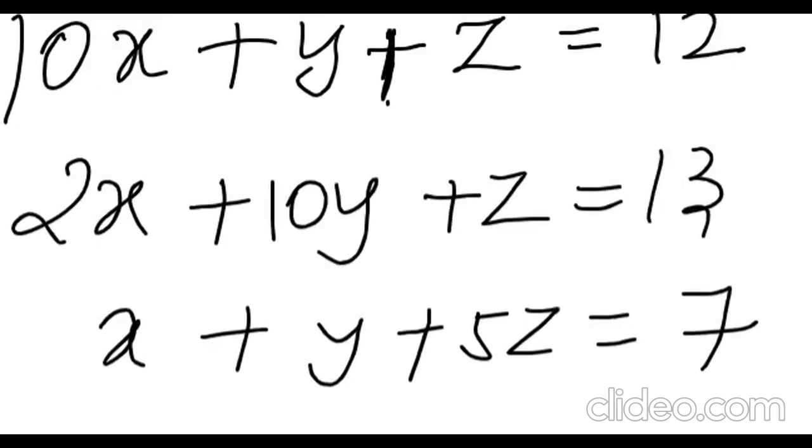This is the system of equations we are having, that is 10x plus y plus z is equal to 12, 2x plus 10y plus z is equal to 13, x plus y plus 5z is equal to 7. We are going to solve this system of equations using Gauss Jordan method.